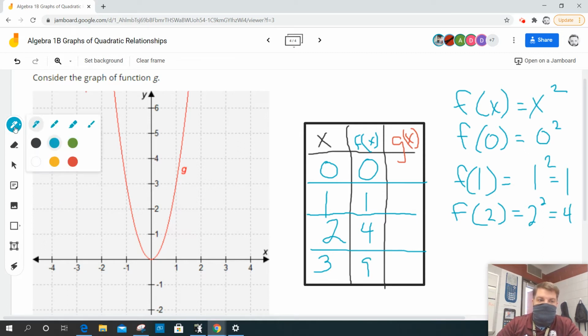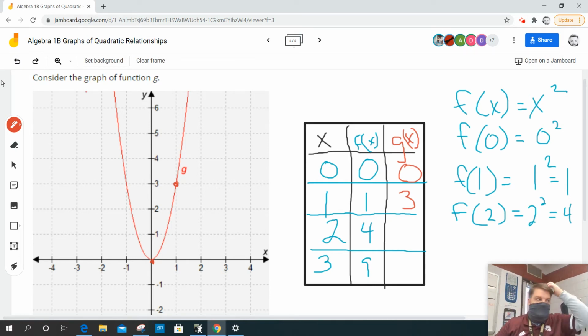I have the graph, but when x equals 0, my y value is 0. When x equals 1, my g value looks like it's 3. When x equals 2, it looks like my y value might be 8. What do you notice about these? Or maybe it's 6. No, it's not 6. It looks like it's 8. Actually, I don't know what it is, so we're going to leave it alone. But there's something going on, but clearly it's compressed somehow, or it's stretched vertically.